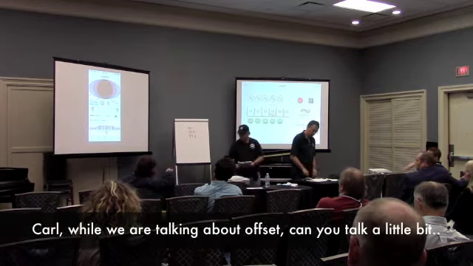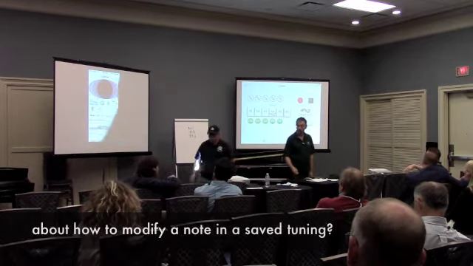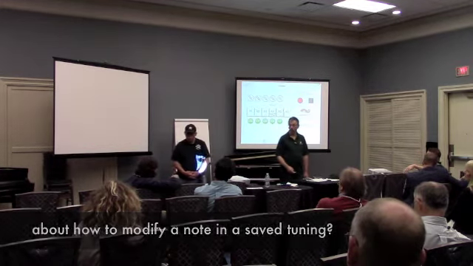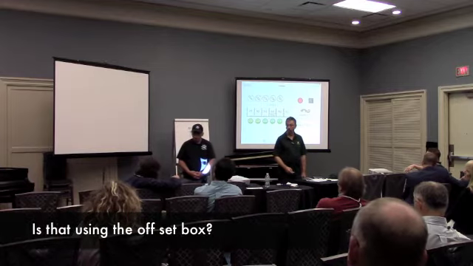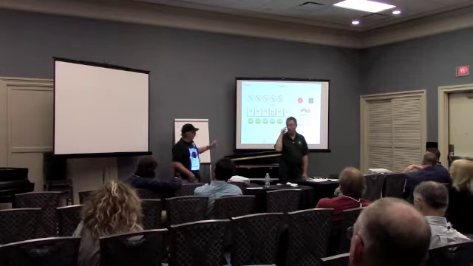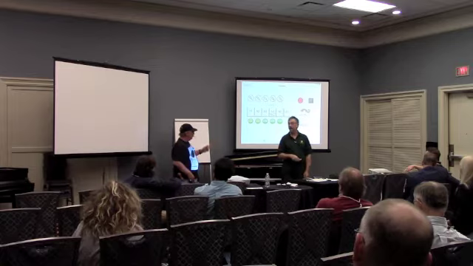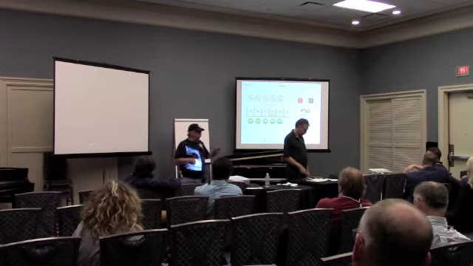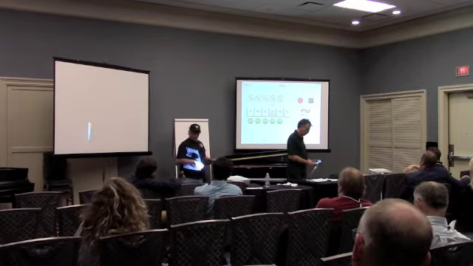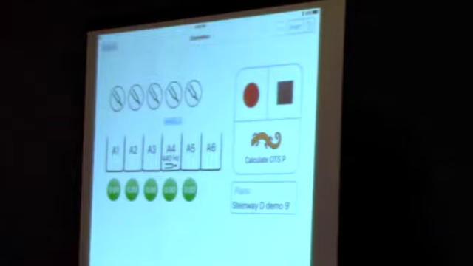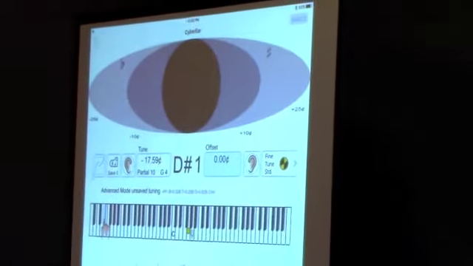While we're talking about offset, can you talk a little bit about how to modify a note in a saved tuning? Is that using the offset box? No. It's the left offset box. It's the tune box, not the offset box. In other words, you can go into that tune box, Dean will do it for you, and it works the same with one finger, with two fingers. You can do whatever you want.